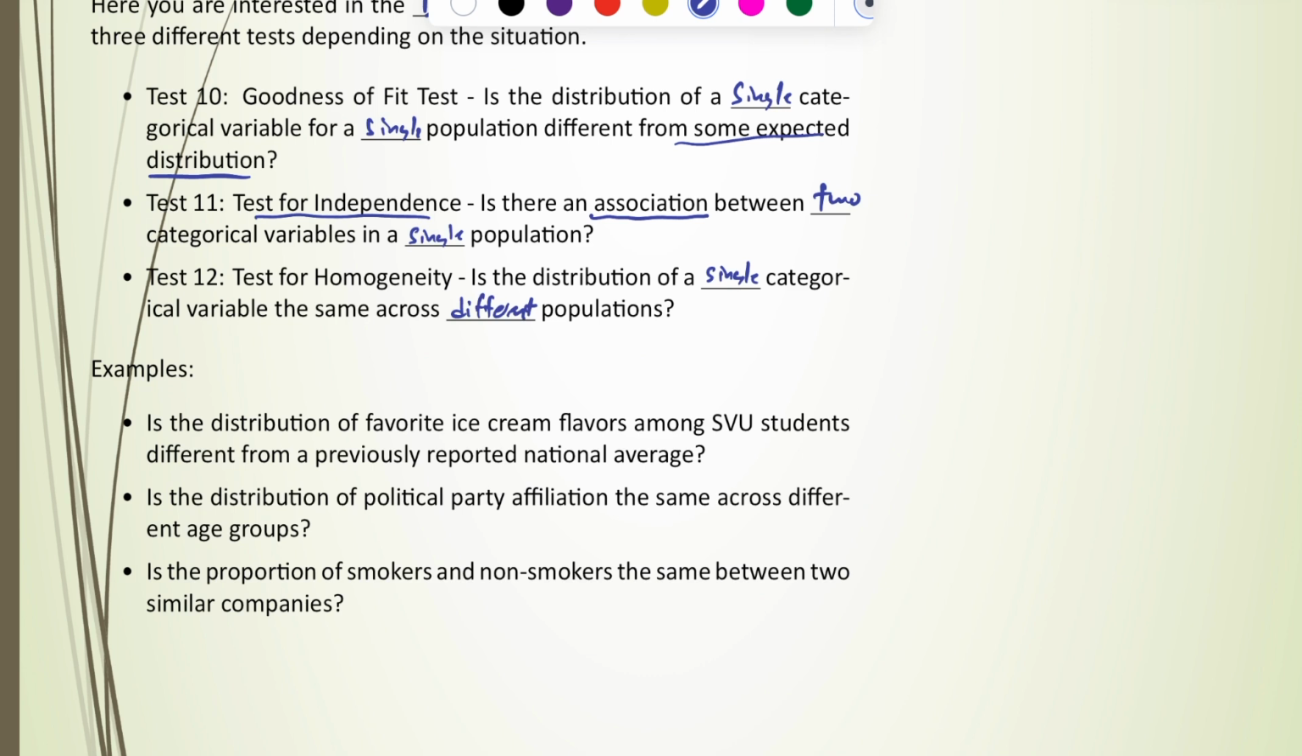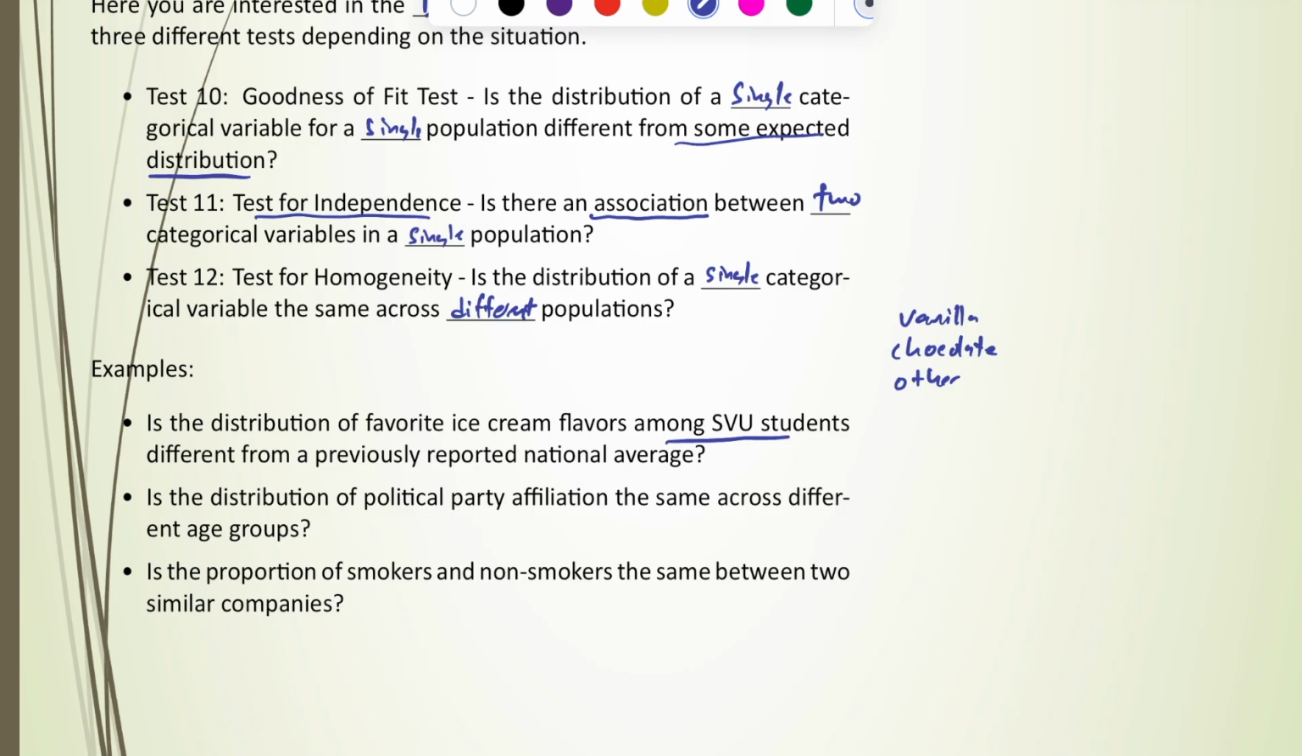Is the distribution of, so you've got so many flavors of ice cream, right? You have vanilla, you've got chocolate, and maybe you've got other. Okay, just very simple. There's way more than that, of course, right? But suppose you only have a categorical variable with 3 categories, and this has some distribution among SVU students. So many like vanilla, so many like chocolate, so many like other. And you have a national average.